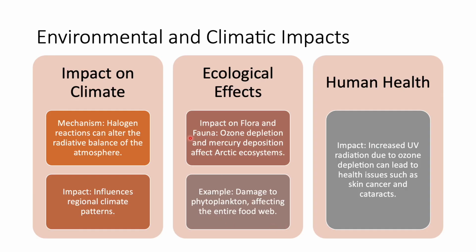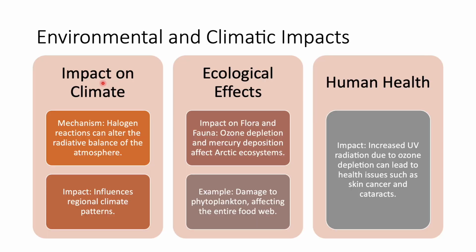Apart from that, what are the environmental and climatic impacts? Why do we even need to study halogens in the Arctic region? They act like greenhouse gases, and they also have a very large impact. The first impact on the climate is that halogen reactions can alter the radiative balance of the atmosphere. This is a major change, and they also influence regional climate patterns. That's the reason we have to understand how these are happening.